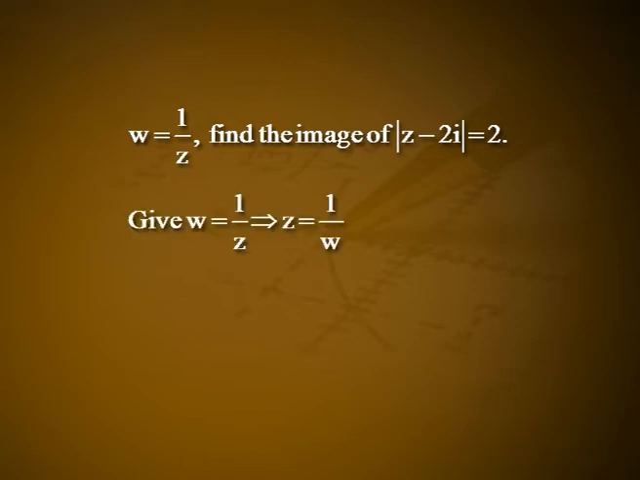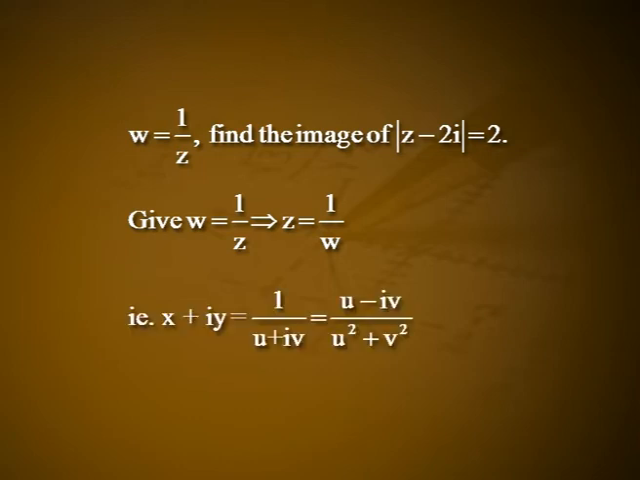Given that w is equal to 1 by z, which implies z is equal to 1 by w, that is x plus iy is equal to 1 by u plus iv, which is equal to u minus iv divided by u square plus v square, which implies x is equal to u by u square plus v square and y is equal to minus v by u square plus v square.